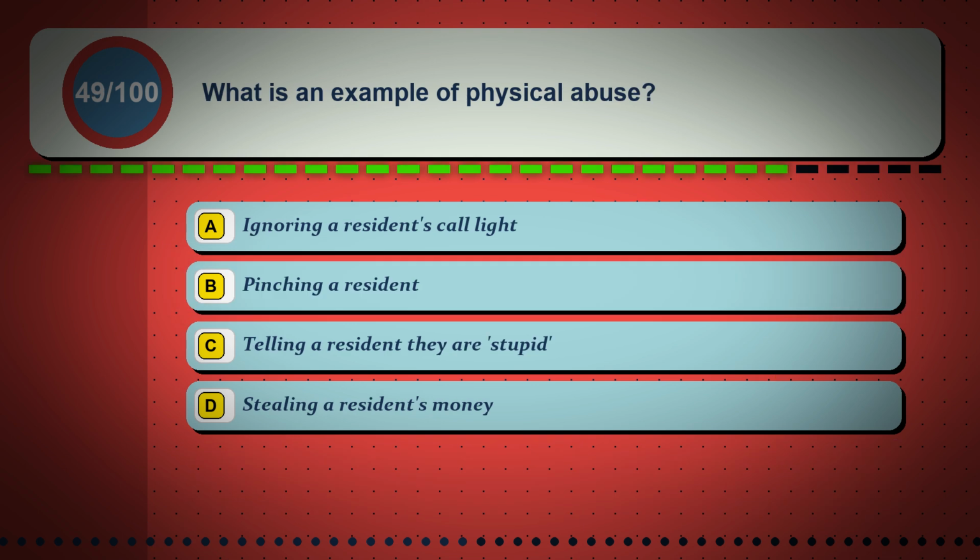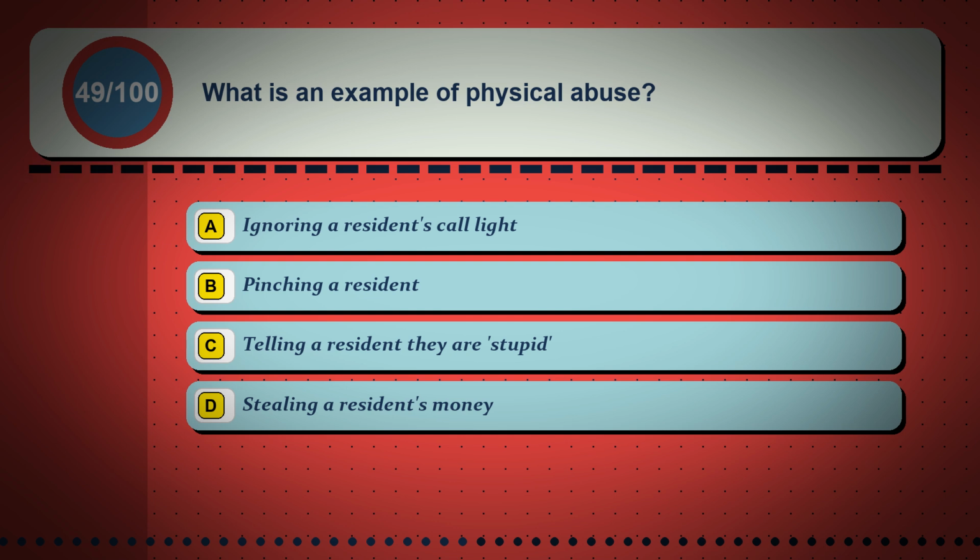What is an example of physical abuse? Option A. ignoring a resident's call light, option B. pinching a resident, option C. telling a resident they are stupid, option D. stealing a resident's money.